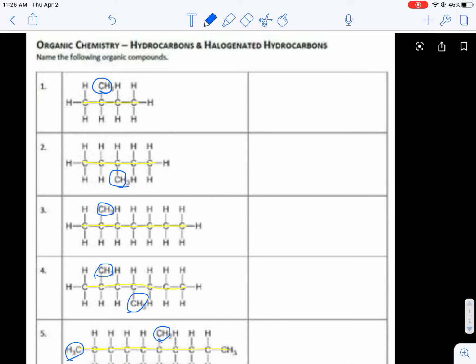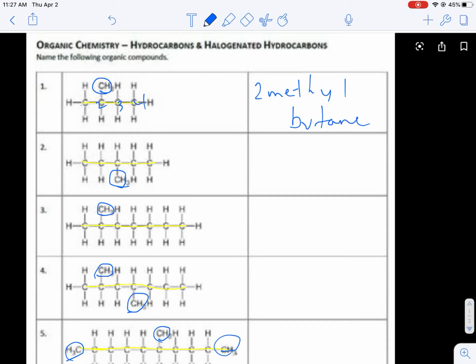All right. And as you can see, these are issues that I have to address when I'm going to name this. 4-carbon main chain, that's butane. I have off carbon number 2, I have a methyl. So that's why the first one I have here is a 2-methyl butane.